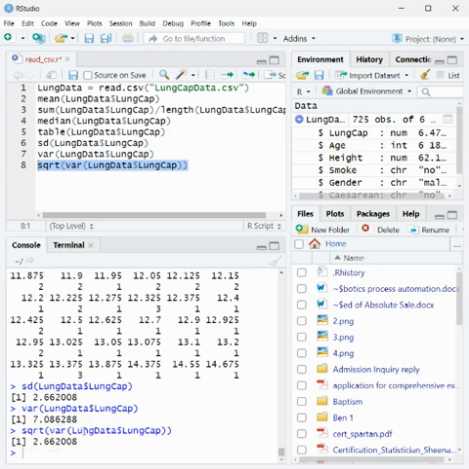So I think that's it. Here's a demonstration on how to get the value of the mean, median, mode, and also the variance and standard deviation.